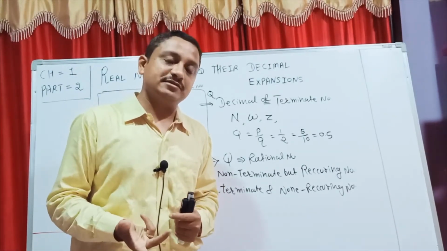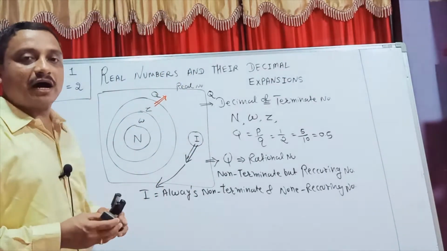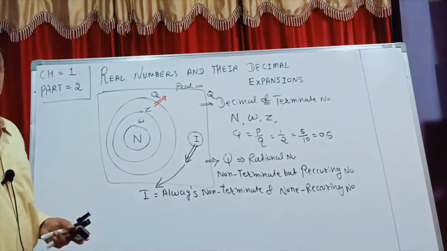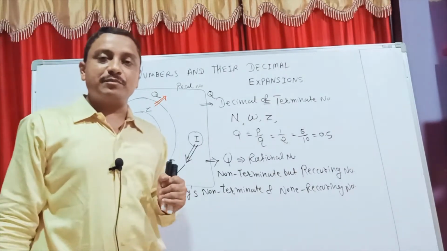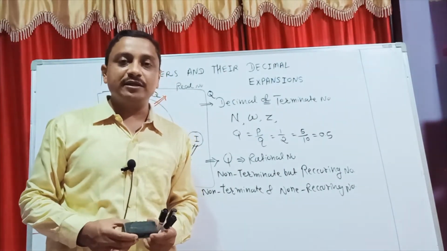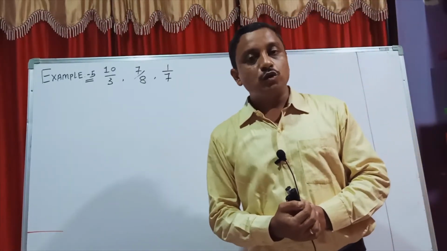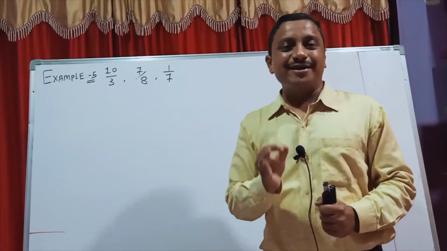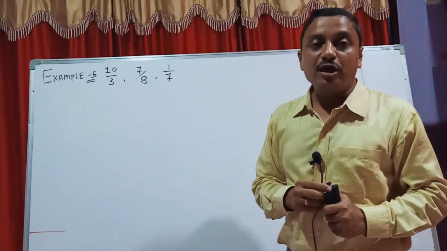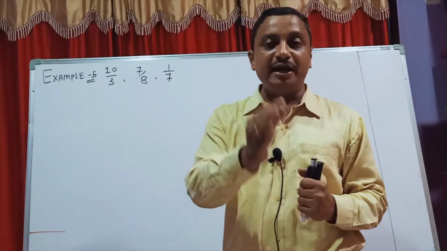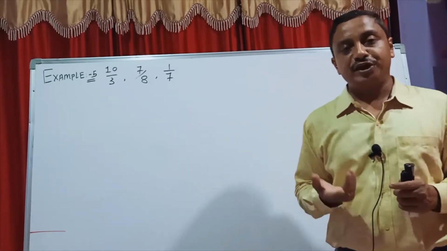So let me explain with simple examples related to these topics. Clear? Already 3 examples are given in your book, and I have just explained our textbook examples. Related to Q and I, I will explain a short example for you: 10 by 3, 7 by 8 and 1 by 7. Convert into decimal form and identify which kind of number this is, rational number or irrational number.